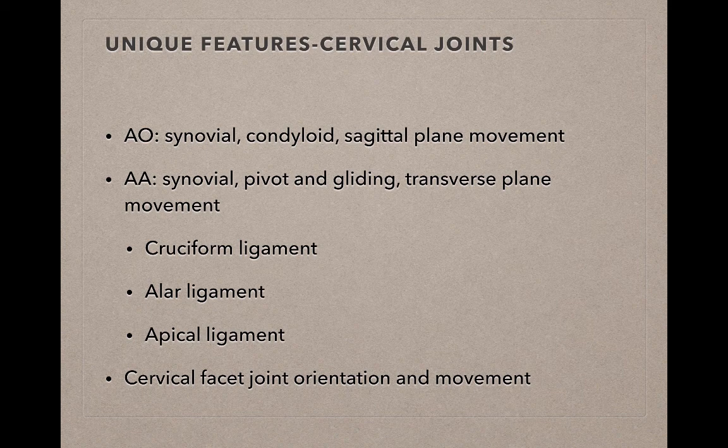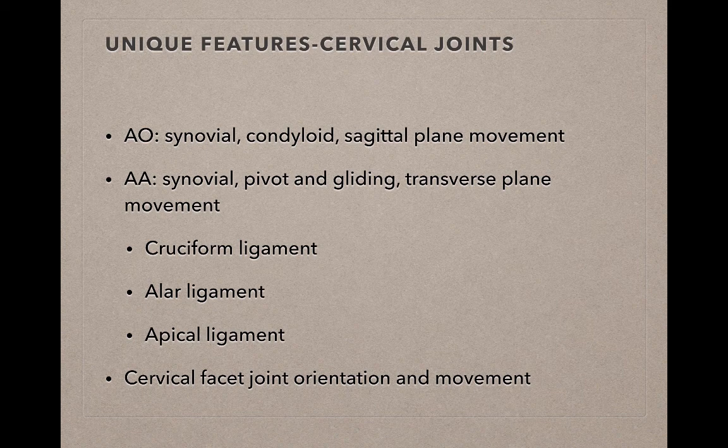The left and the right joints are both gliding joints, and they're the articulation of the articular processes of C1 and C2, so facet joints. These are the three joints that are formed at the AA joint, and the movement that's allowed here is primarily rotation. Most of the rotation is going to occur right here at this joint.